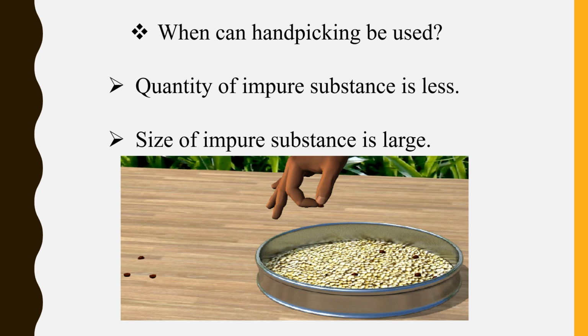So, when can hand picking be used? Hand picking can be used when the quantity of impure substance is less and when the size of the impure substance is large.